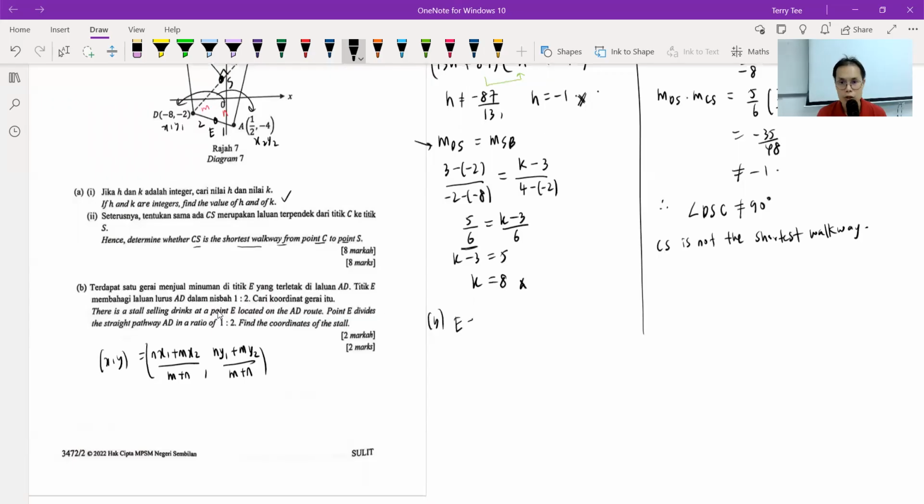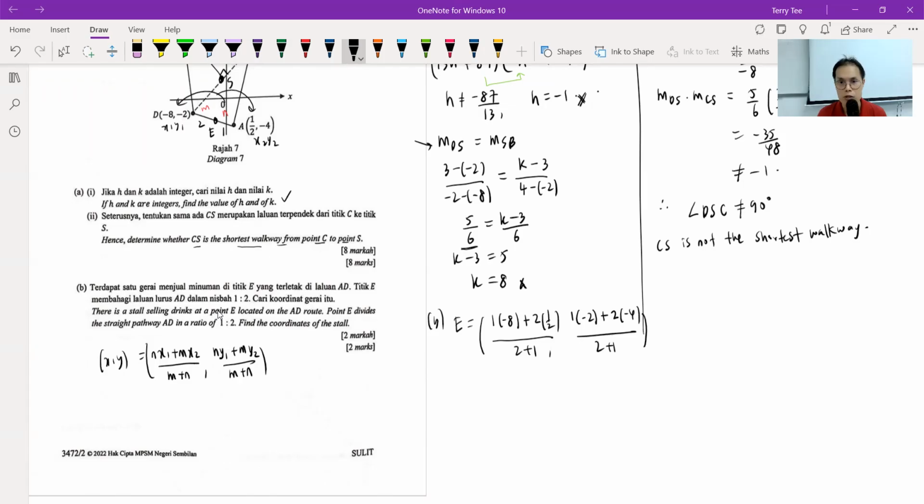So here the coordinate of point E, let's take the n, 1, multiply -8. The m, 2, multiply with half, divide by total ratio 2 plus 1. And then let's take n, 1, multiply with the y coordinate -2. Your m is 2, multiply -4, over 2 plus 1.